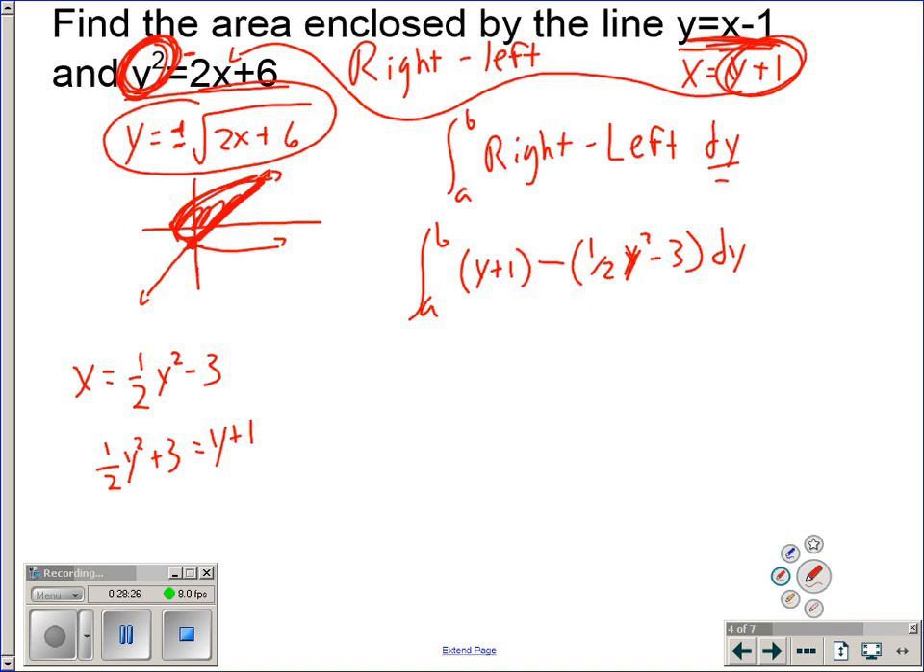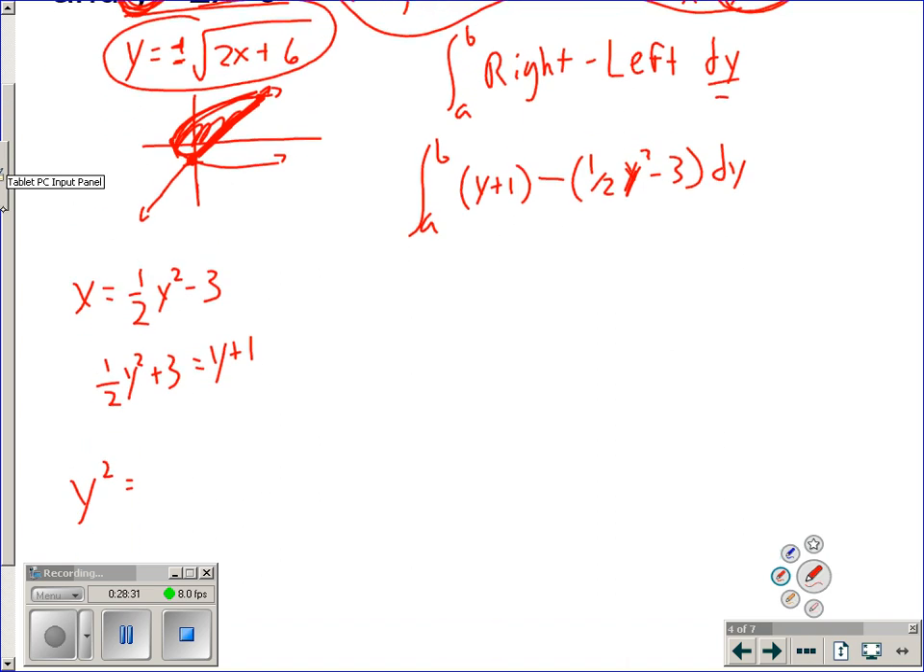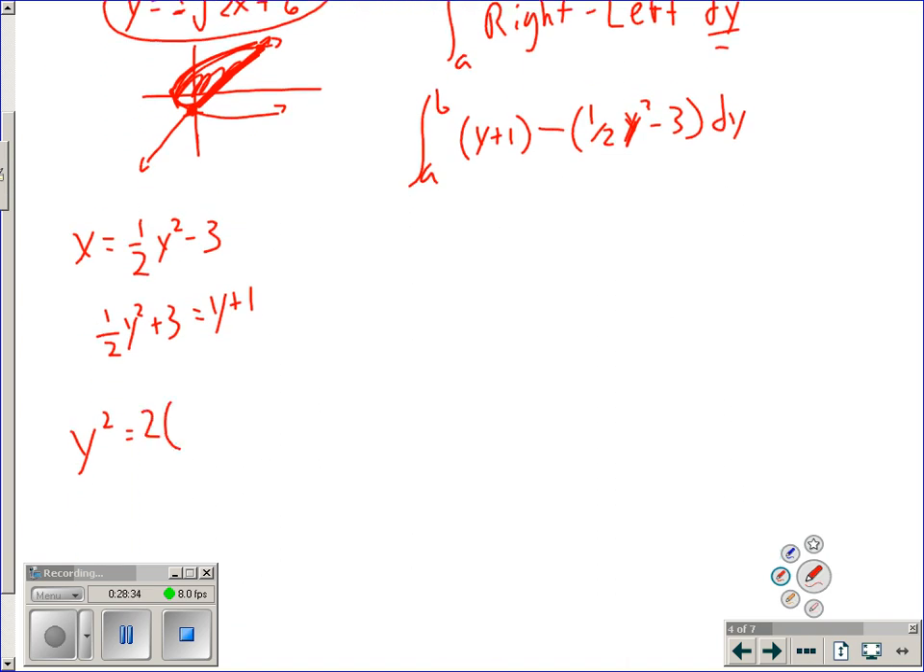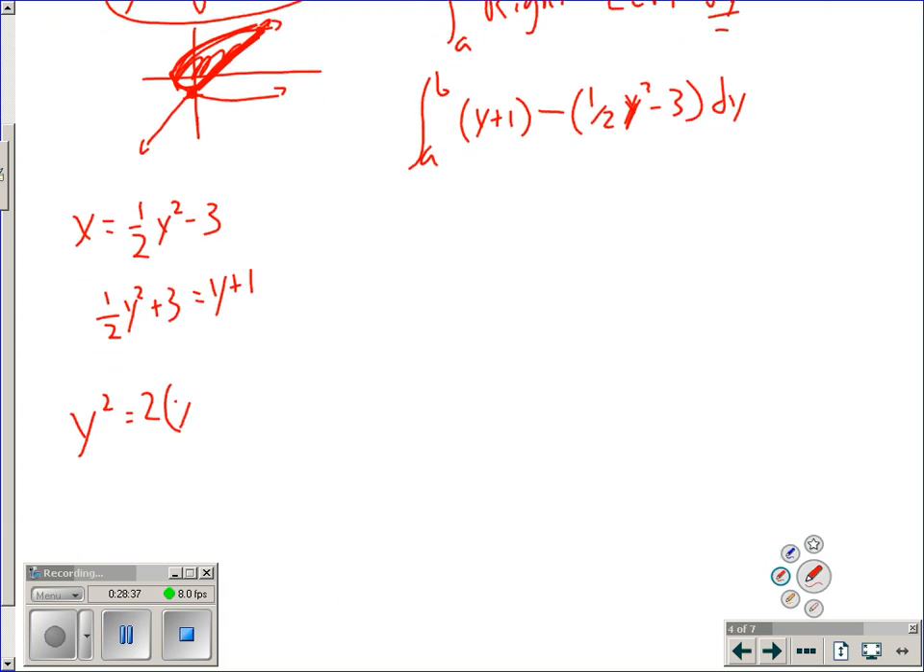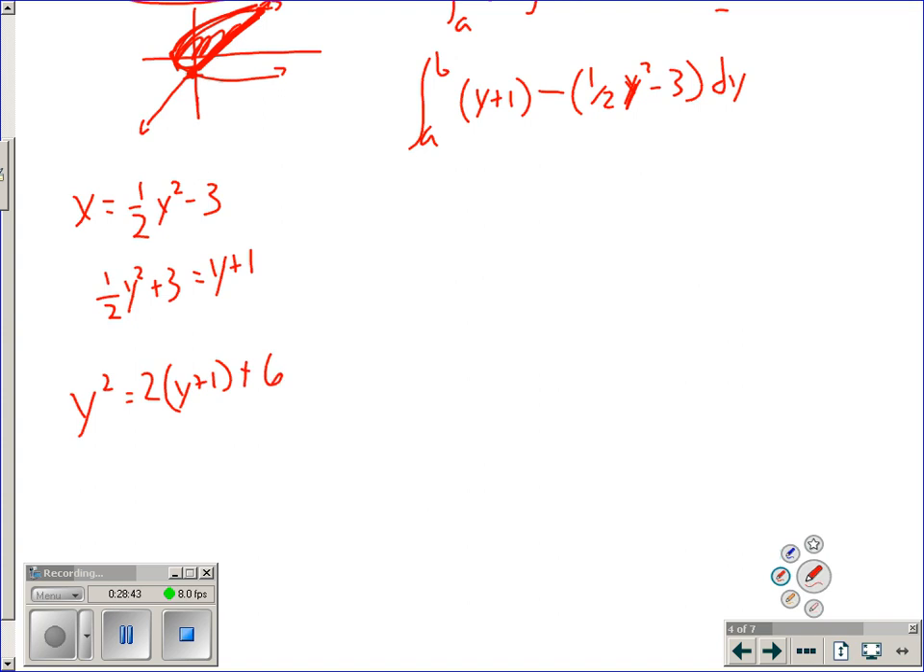Something that might have been easier would have been to say that y squared equals 2 times y plus 1, and then plus 6. So that's substitution, and this is just setting them equal to each other. It equates out to the same thing. So it's up to you how you want to do it. But anyway, I'm going to go along the lines of this one, the second part. So I'm going to say that y squared equals 2y plus 2 plus 6.